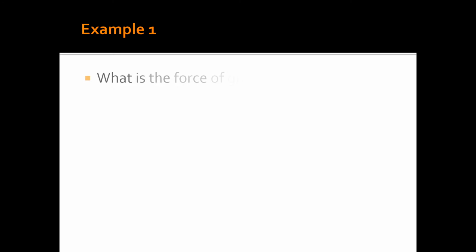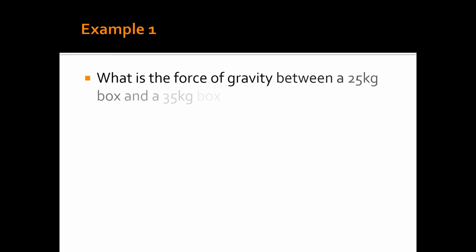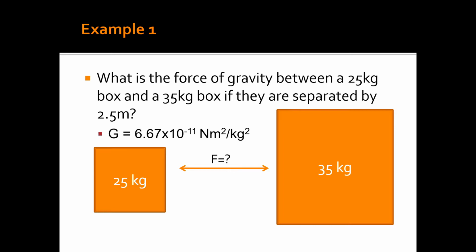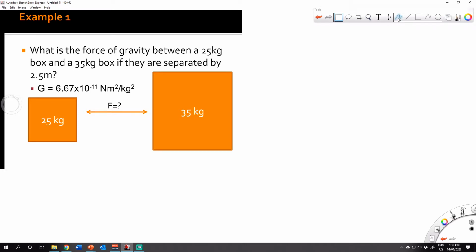In this example, let's calculate the force of gravity between a 25 kilogram box and a 35 kilogram box, and we separate them by 2.5 meters. So here is the situation we're looking at. Our formula, I'll write it out here: force of gravity is equal to G big M little m over R squared. Again, you can use M1, M2. Sometimes textbooks use little r squared. I use big R because you'll see why in the next example.